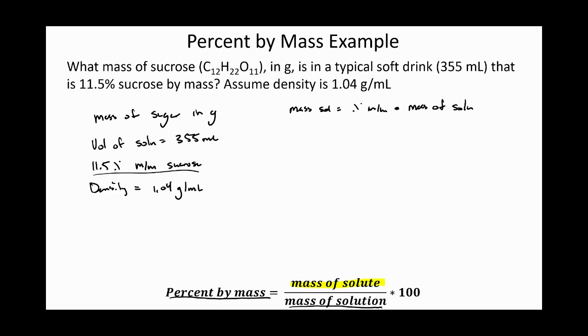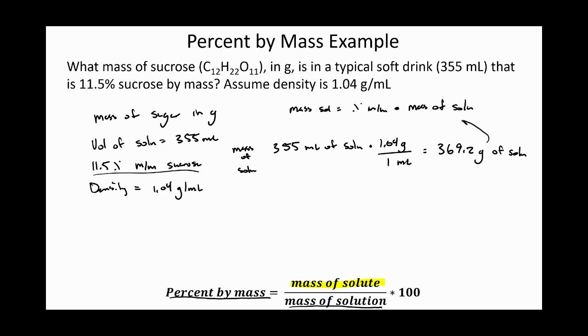And so I have that mass percent right here, and now I just have to figure out what is the mass of solution. That mass of solution is just going to be equal to the volume of solution, 355 milliliters of solution, multiplied by the density of 1.04 grams per milliliter of solution. This will give me our mass of solution, in this case, 369.2 grams of solution.